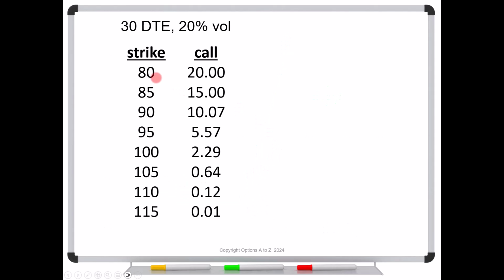So for example, here are some call prices from a pricing model, 30 days to expiration and 20% volatility and 0% interest rates. So you could see that it wouldn't make sense to buy the 80 and sell the 85. That's going to cost you 5, and the most it can be worth is 5. So those options are trading at parity. But could we pay $5.57 for the 95 call and sell off the 100 for $2.29? Sure, that would make sense. Or maybe pay $2.29 for the 100 and collect 64 cents for the 105 strike?